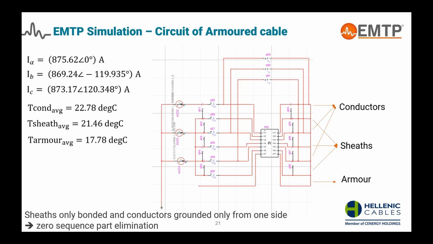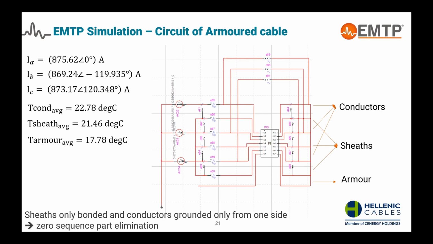And the sheaths are bonded. The sheaths are only bonded. Conductors are grounded only from the one side in order to eliminate again the zero sequence and the effect of the RTL. I have to notice here that in order to ensure that the armor does not include circulating currents, it is open bonded at one end.